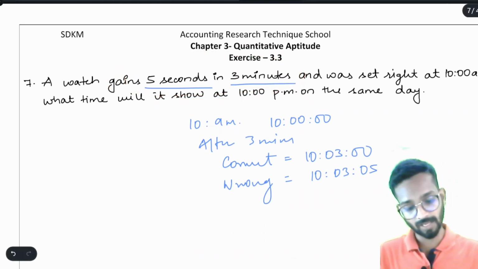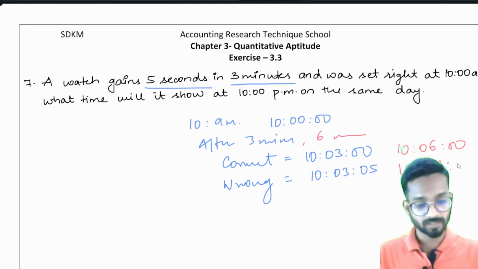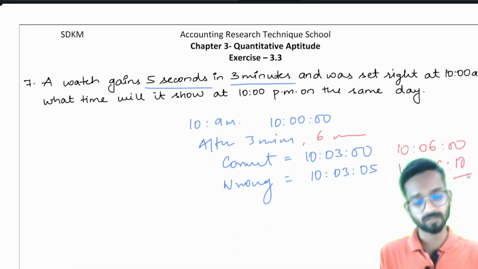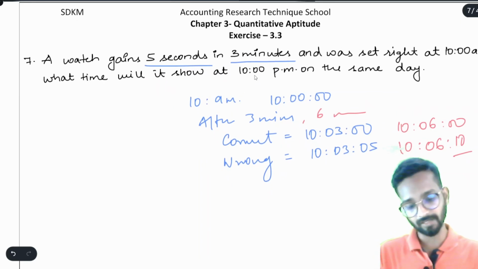What will happen if 6 minutes have passed? The right time should be 10:06:00, but it will show us the wrong time, 10:06:10, since 5 seconds for every 3 minutes. So for 6 minutes, 10 seconds have been gained. That is the problem. It will show that more time has passed. Now understand the question. A watch gains 5 seconds in 3 minutes and was set right at 10 am.